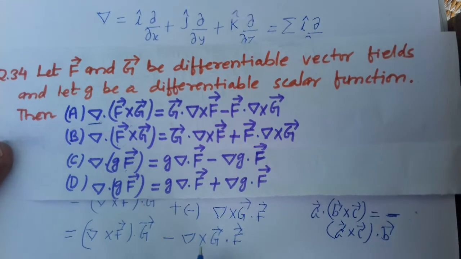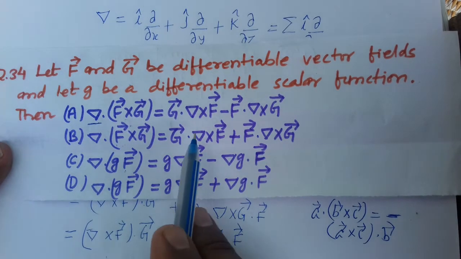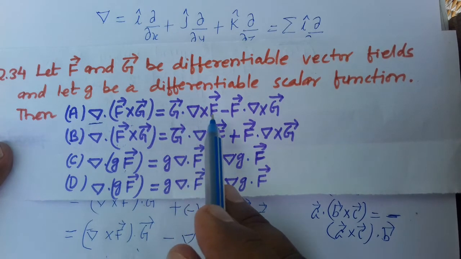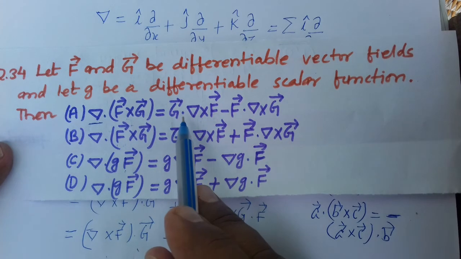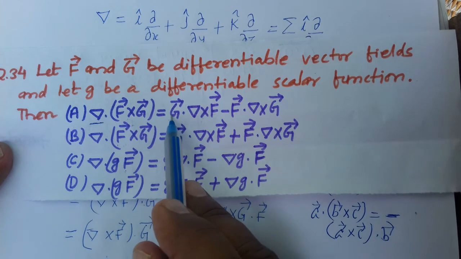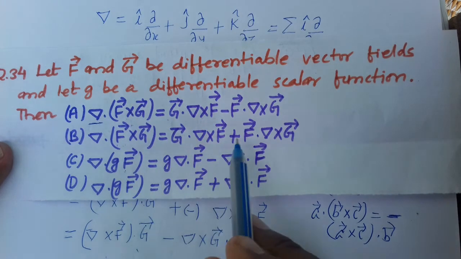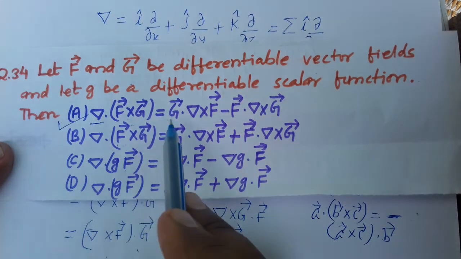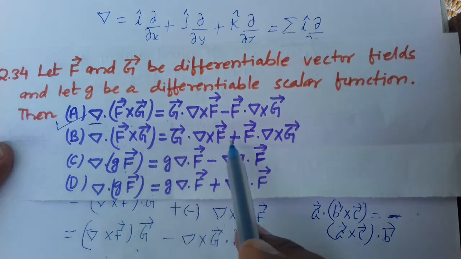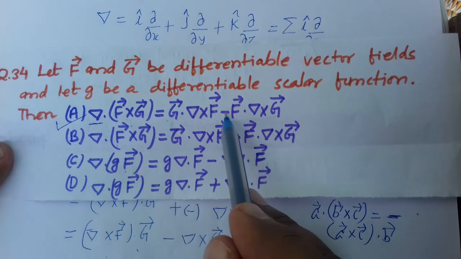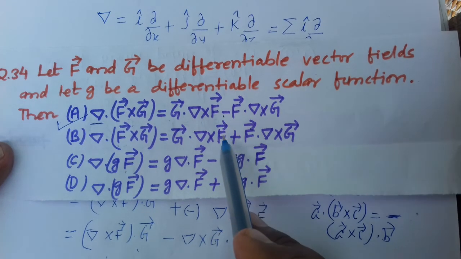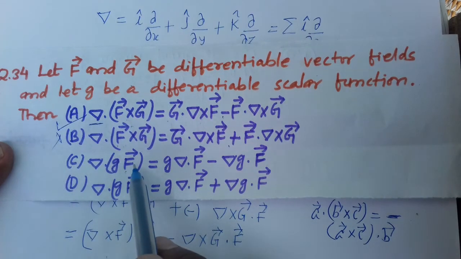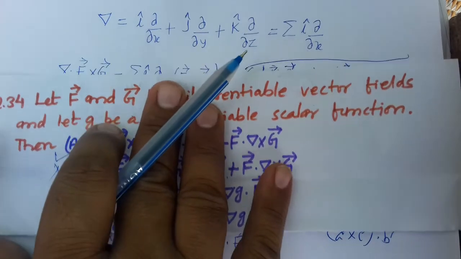So among A and B, you see del cross F dot G. In dot product, order does not matter. So del cross F can be written here and G after that. So we see that our first option is correct. Since A is correct, the same thing cannot be written one time with plus and second time with minus. So B is wrong. Now we go for the second thing.